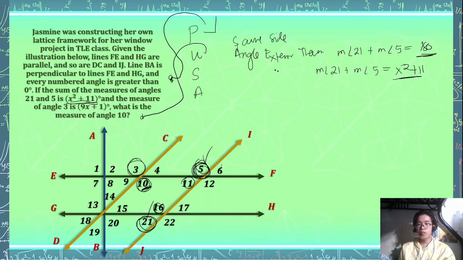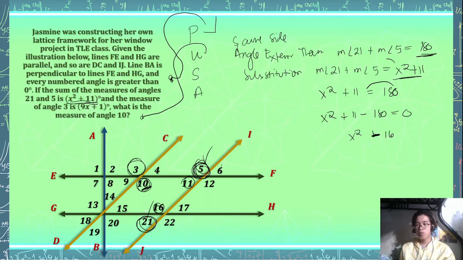So let's use substitution here. Substituting this value, we have x squared plus 11 is equal to 180 degrees. If we transfer this to the other side, this is going to give us x squared plus 11 minus 180 is equal to 0. Therefore, x squared minus 169 is equal to 0. If you try to factor this binomial, we can factor this quadratic equation into two simple solutions: x plus 13 and x minus 13.